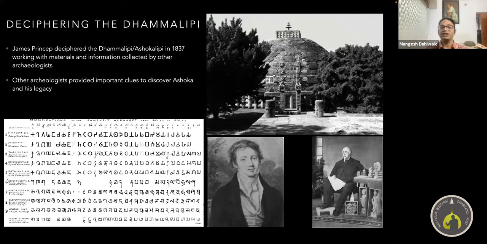So it is very interesting that in 1837, for the first time after a long history, the script was read. Because when Xuanzang came to India, he of course saw Ashoka's inscriptions, but there was nobody who could read them for him. That's in the seventh century. There was nobody in India who could read the Ashokan script. And the other archaeologists provided very important clues to discover Ashoka and his legacy. Now this is the script of Ashoka, and we can see that the modern Devanagari and all these important scripts evolved from it. We can do it for the Telugu script, for the Kannada script, and trace it all the way up to the Ashokan script.